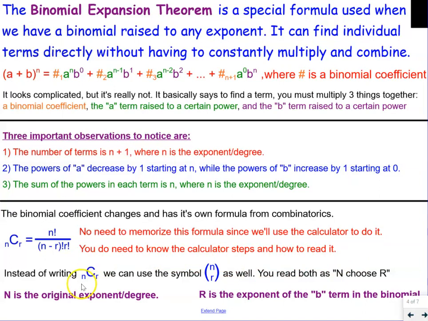Now, instead of writing nCr, I can also write parentheses with n on top, r on bottom, as well. And you read both of them as n choose r. n is still the original exponent degree. r will be the exponent of the b term in the binomial. So r would be 0 for the first term, 1 for the second term, 2 for the third term, and so on.